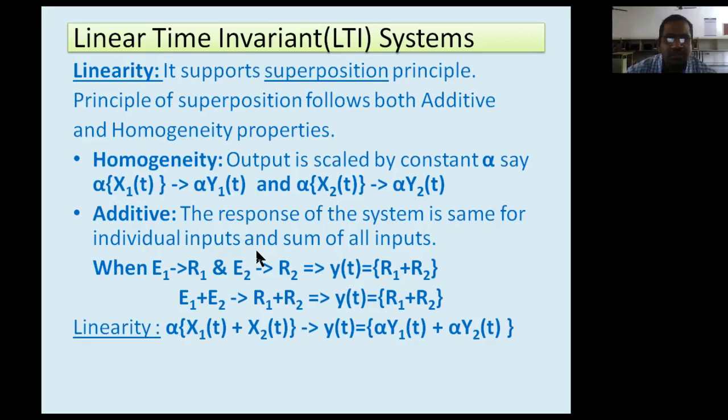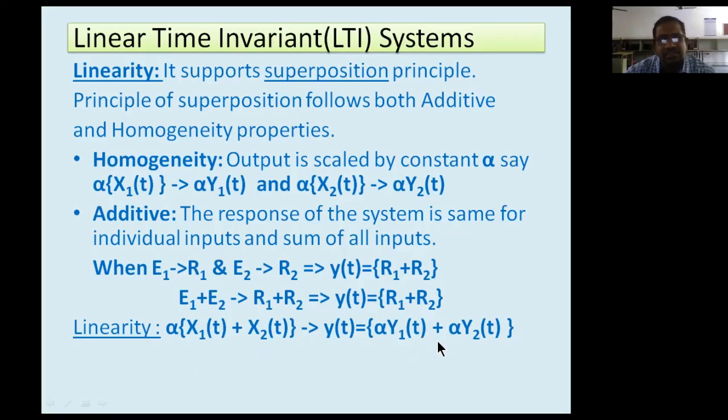Now when you combine the homogeneity, where I am multiplying alpha into something, and I am adding two inputs, I am incorporating both the additive property and homogeneity in this type of system. Now it produces the output y of t, which is alpha of y1 of t plus alpha of y2 of t. So it supports both the additive property and homogeneity, because the same multiplication factor alpha is propagated in the outputs y1 of t and y2 of t. Therefore, it supports homogeneity. And as the inputs are added with a plus sign, the outputs are also added with a plus sign.